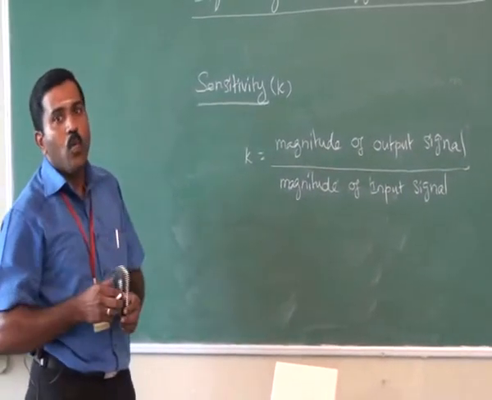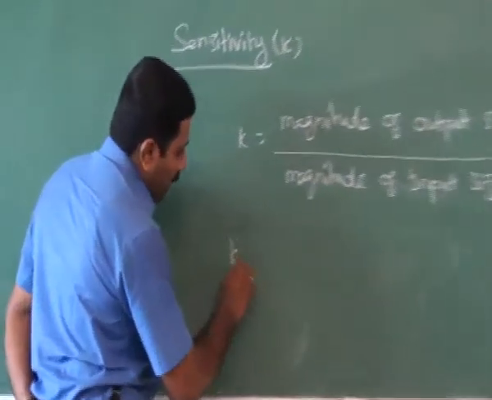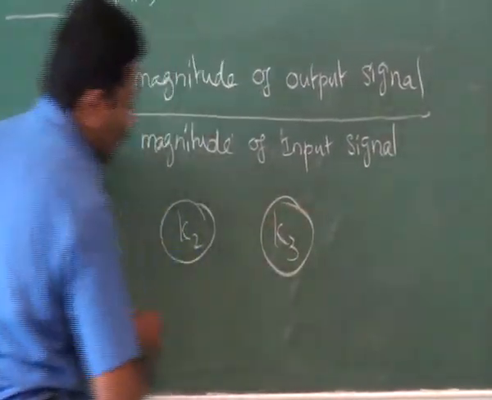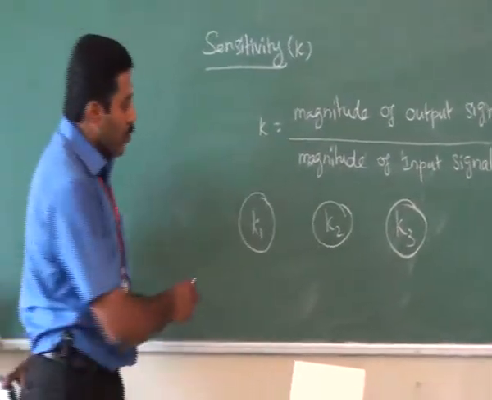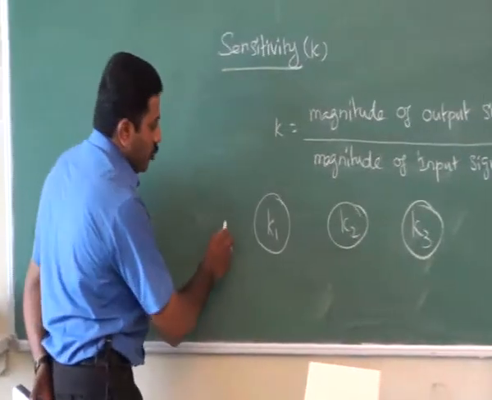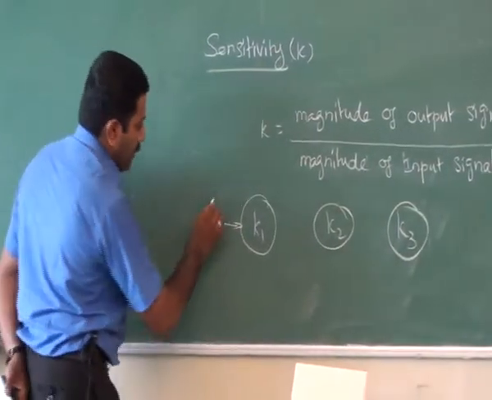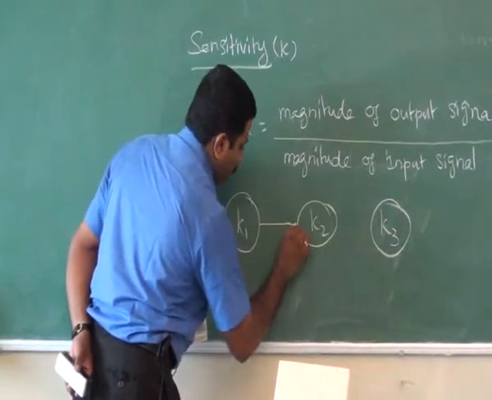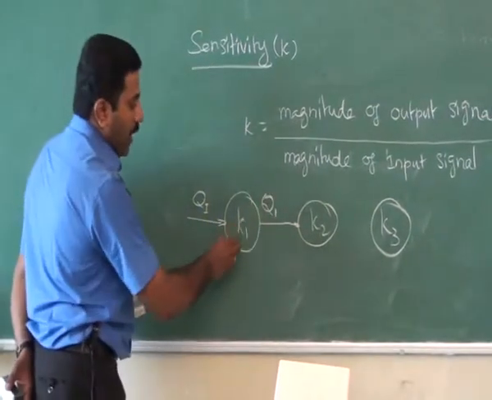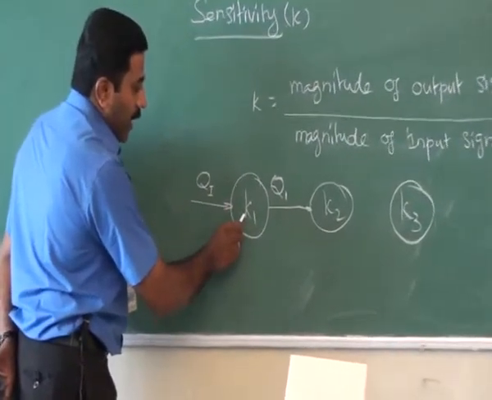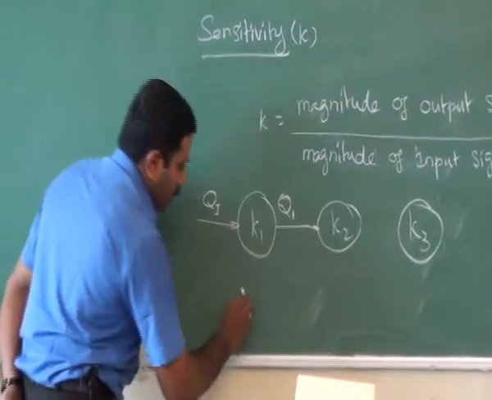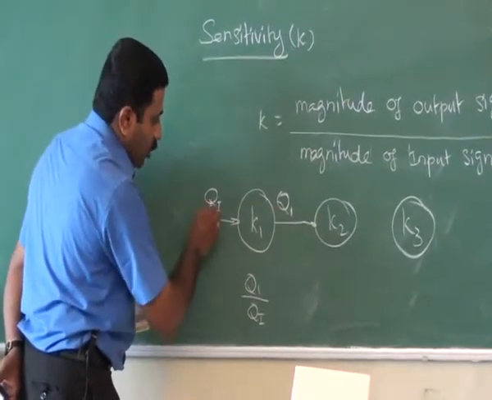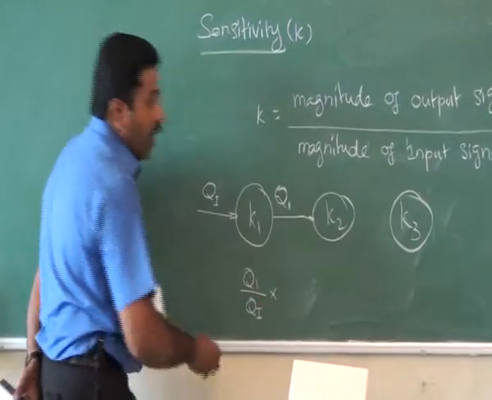Suppose we are using more than one instrument, like K1 is one instrument, K2 is another instrument, and K3 is another instrument. Suppose we have to use 3 instruments. We have to find out the overall sensitivity. The input of the K1 instrument is Qi, and the output of K1 is Q1. So the sensitivity of the K1 instrument is Q1 divided by Qi, because Q1 is the output of the first device and the input value into the second instrument.